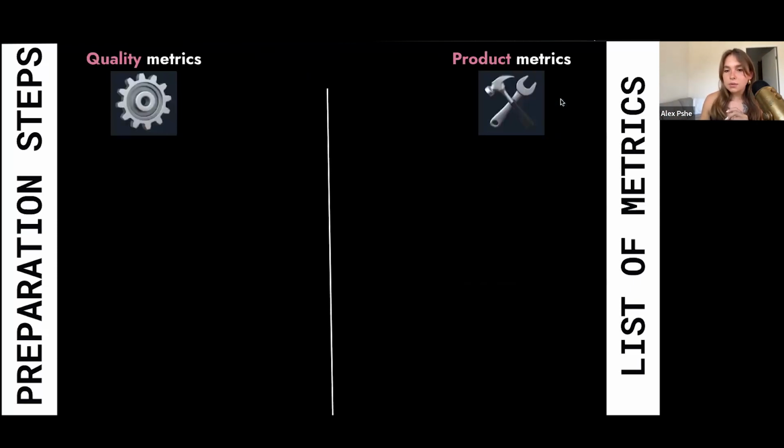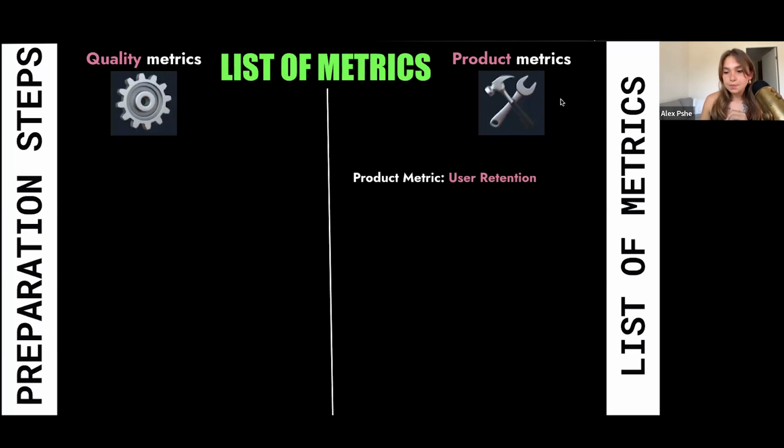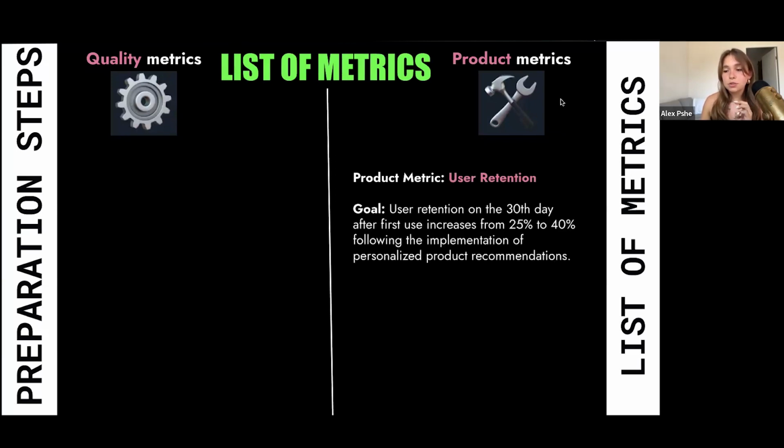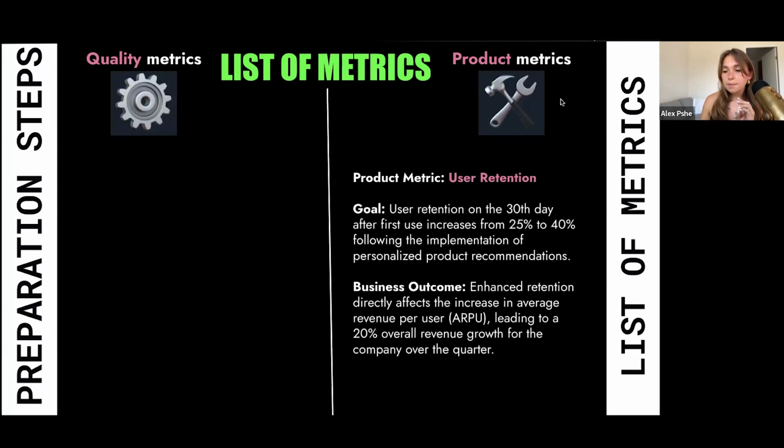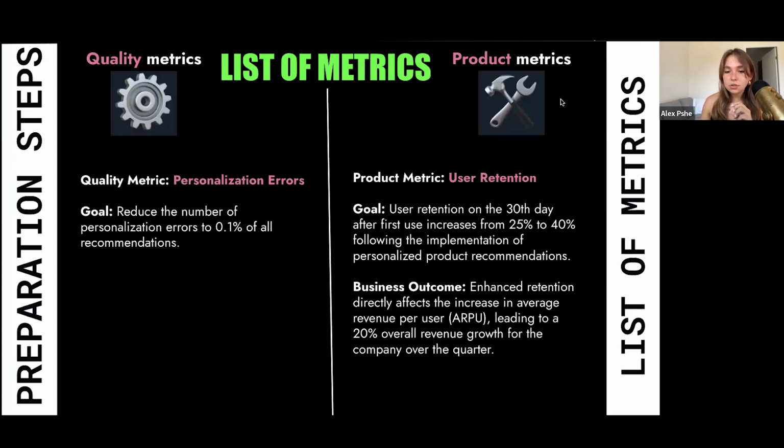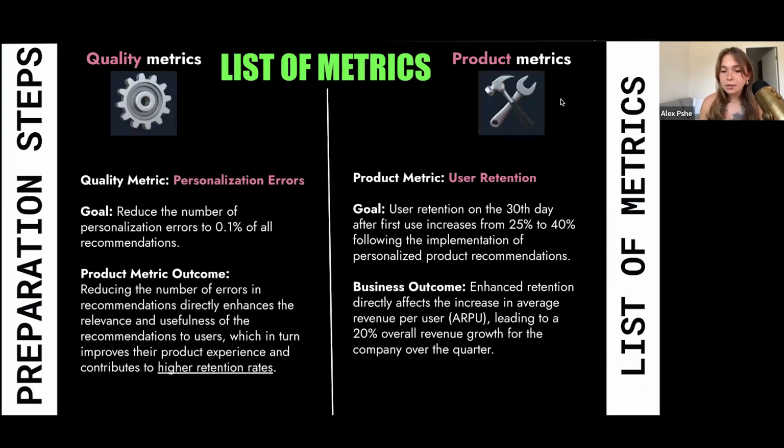Okay, and after that, we as quality engineers can build, based on this product metric user retention, our own quality metric. For example, a quality metric can be personalization errors. So we are going to reduce the number of errors to 0.1% of all recommendations. And the product metric outcome, also our hypothesis, will be exactly what we need, increasing user retention. Okay, great. So we have a quality metric here.